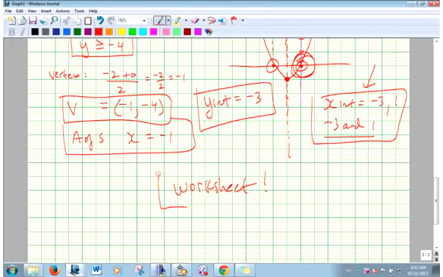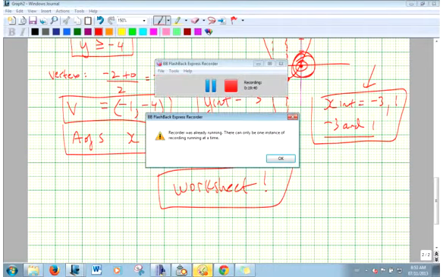Worksheet, 2 marks. Get it in as soon as possible. Just time enough to do it today.